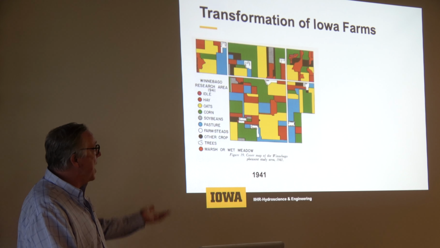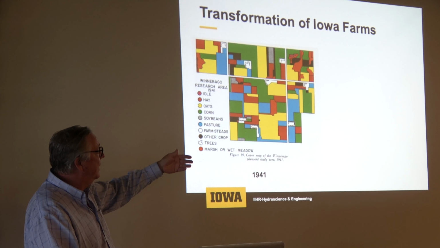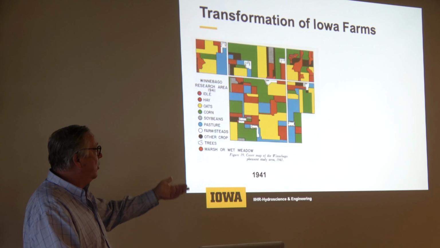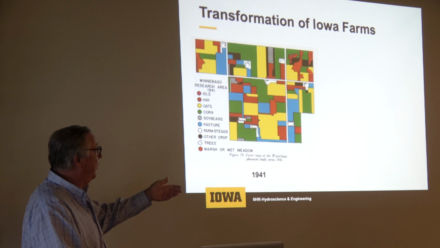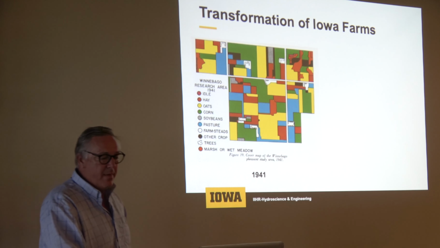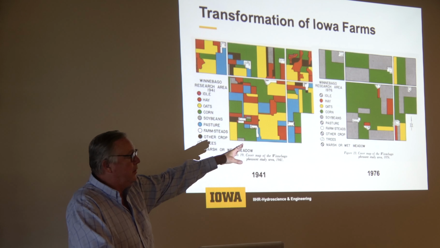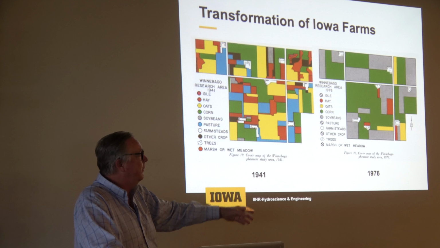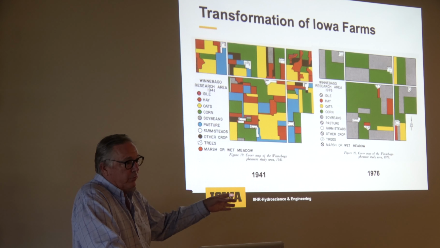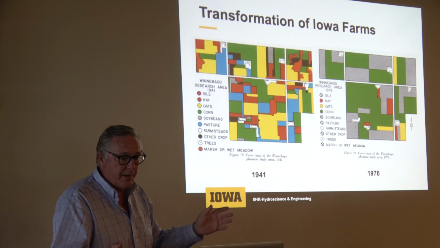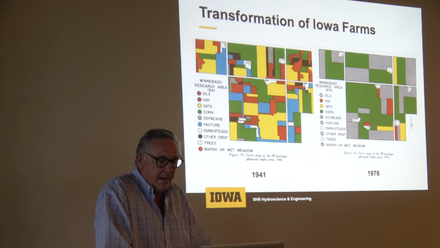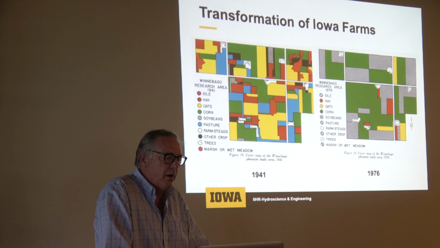And so not only did you have corn, but you had a few soybeans, you had oats, a lot of pasture, hay, and so on. And then this same farm, we fast forward to 1976, and it's almost all corn and soybeans. There's still a few oats left there. Those would be gone in the present day. And so we simplified our farming systems, okay? We went from diverse systems to real simple systems.